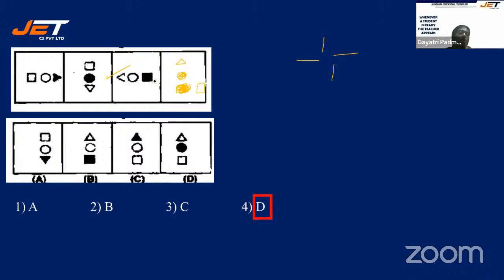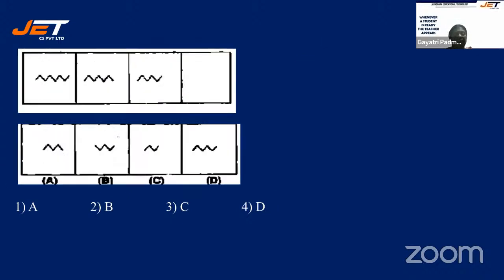All right, students. So I'm sure you would have understood how option D is the correct one. All right, now let's move on to the next question. So we have a wave whereby it's actually reducing, right? Sorry, it has been done. How?